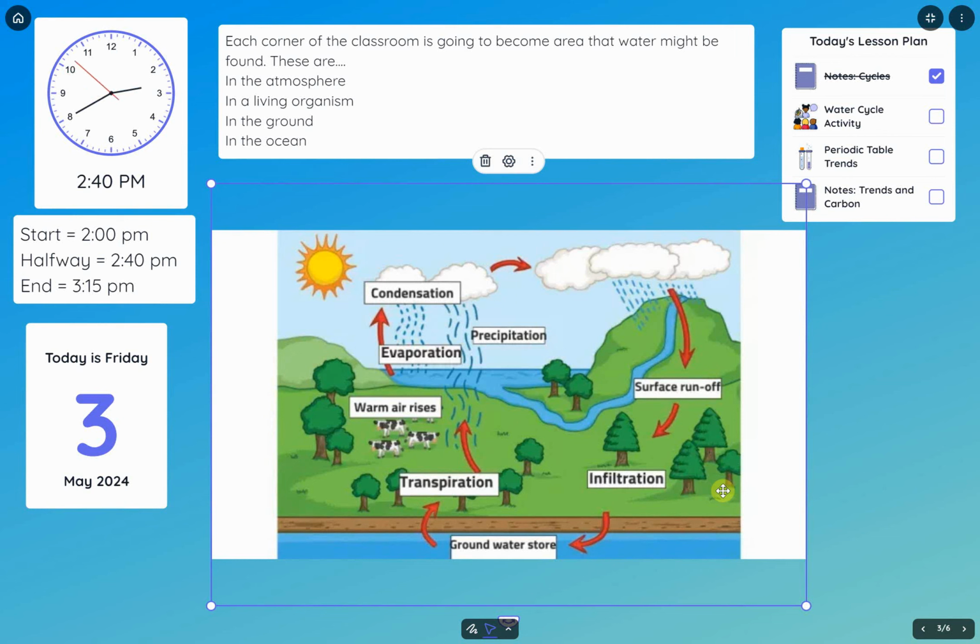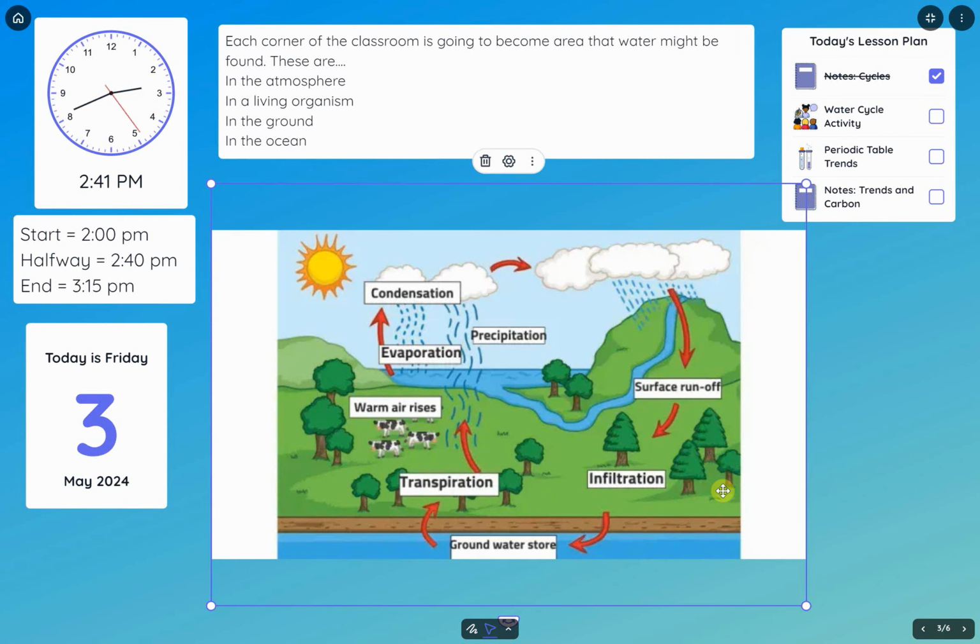So let's assign some spots. Let's assign this corner over here to be the atmosphere, so water that's in the air. We are going to assign this corner over here to be the living organisms, so water in organisms. We're going to assign that corner over there to be water in the ground or in the land, and we'll assign that corner of the classroom to be water in the ocean or in lakes and stuff. In a moment, you are going to get up and move to an area of the classroom, and then I'm going to tell you what has happened to the water, and you're going to move.